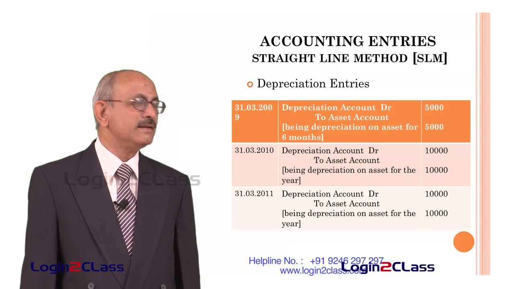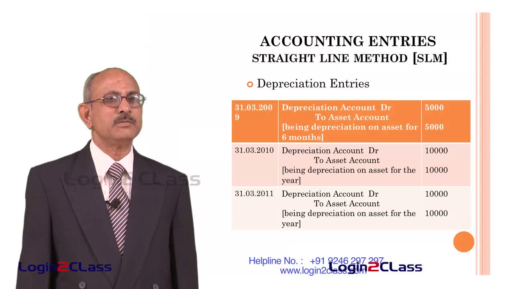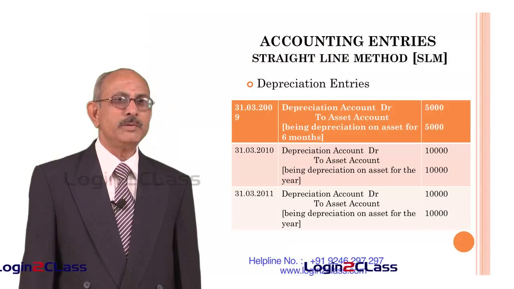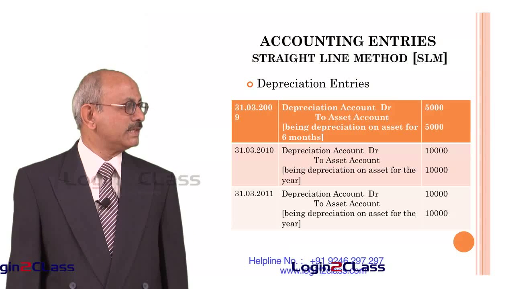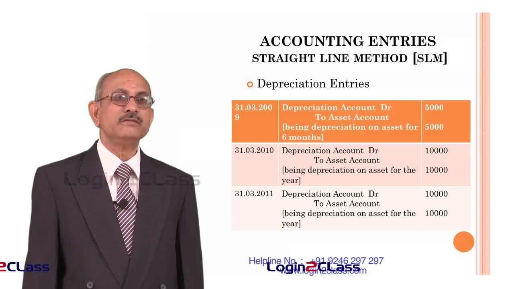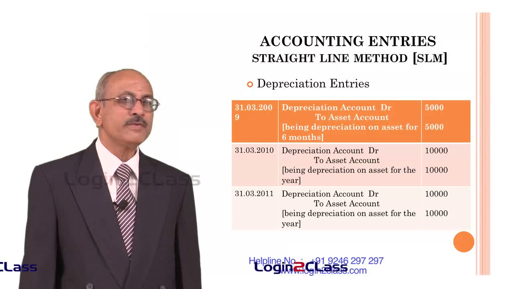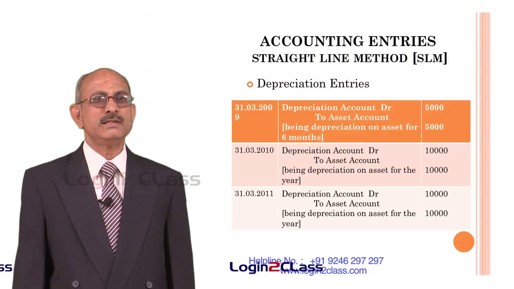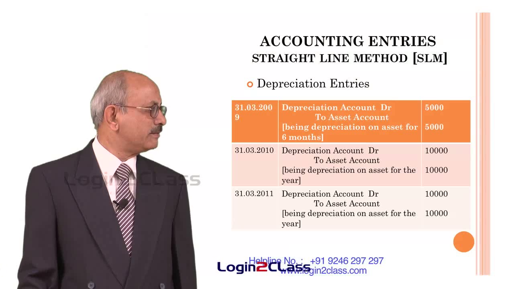In the next year, of course, since we are following the straight line method, the amount will be same in the second and third years. The amount will be 10,000 rupees. So depreciation account is debited with 10,000 and the asset account is credited with 10,000, both in the second and third years. That is as on 31st March 2010 as well as 31st March 2011.